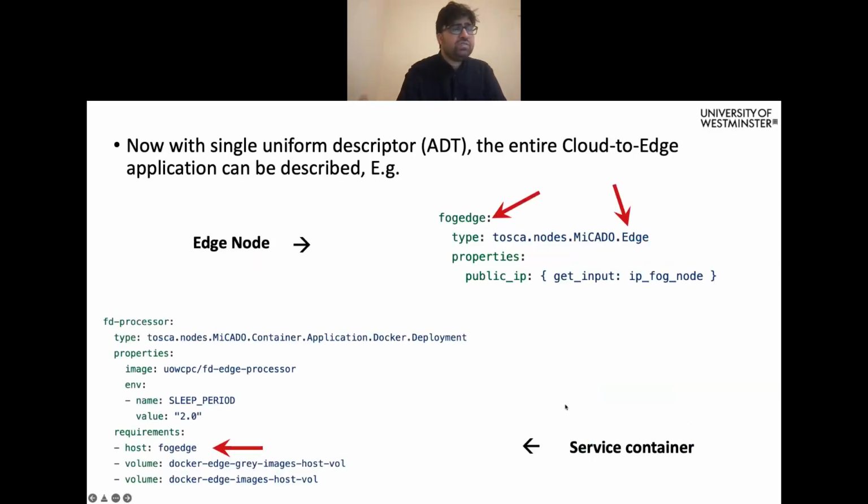Now, how this works from a description point of view. We extended the TOSCA-based description so that we can also define these edge nodes in TOSCA. For example, this is a very simple description. For example, the name of the node, and then we introduce these new TOSCA types into our MiCADO ADT, like edge in this case, which defines that this is an edge node. Then in the service description, the rest of the things are just as before, and we specify which node this container will be hosted on. In this case, it could be a cloud node or an edge node, without making any difference.